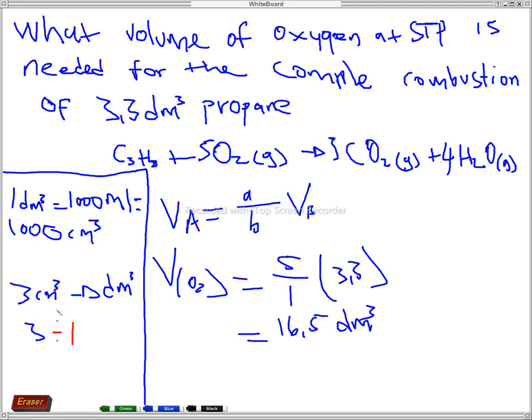Divide this by 1000 there, and then you will get your answer in decimeter cubed. You understand? So you must know how to convert, because in some cases you will be given your volume in other units, and you know that we work with decimeter cubes. So you must make sure that you understand that. You understand? So moving forward, let's proceed to the next concept.